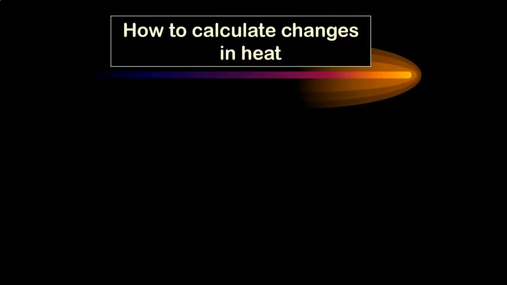So how do we calculate out this change in heat? How do we figure out how much heat we're gaining or how much heat we're losing or transferring from object to object? Well, we're going to use this formula. Q is equal to mc times delta T. This is a fun formula. I like this formula. We're going to learn what all these variables mean.